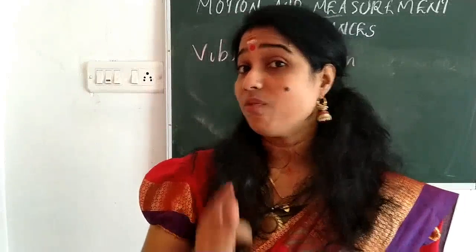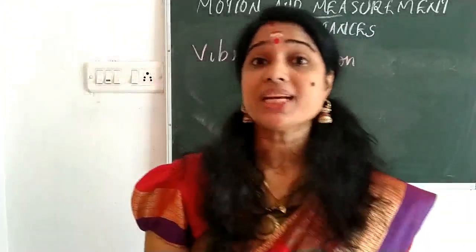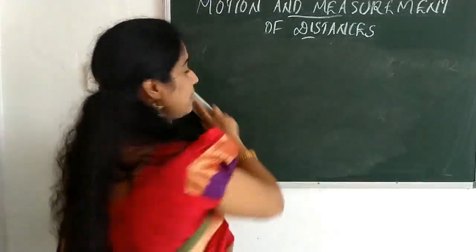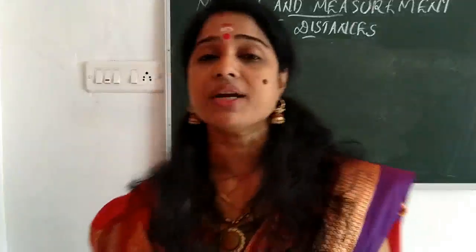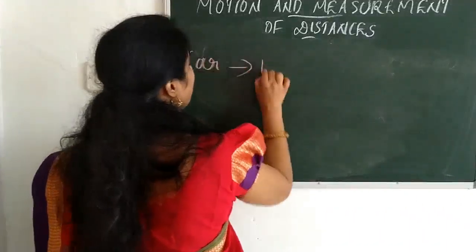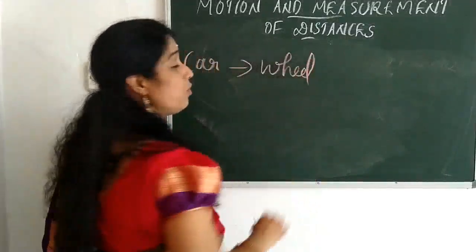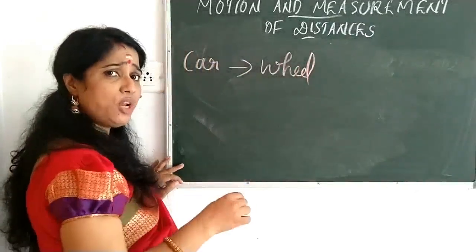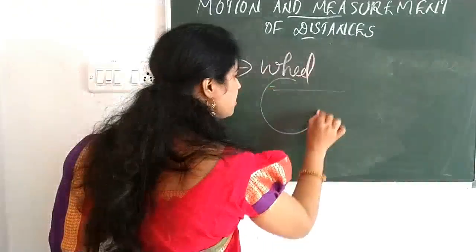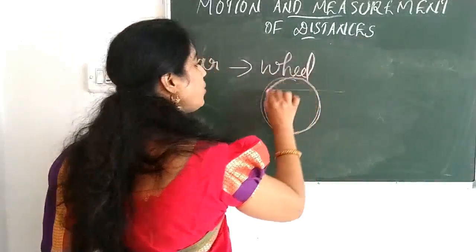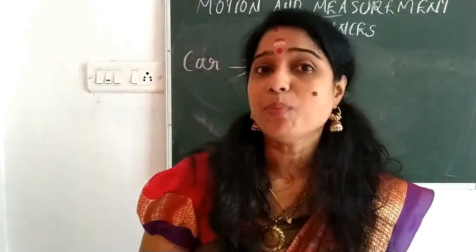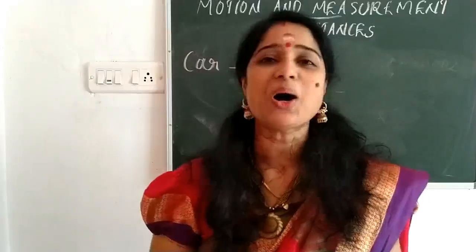And you could understand one more thing. A single object can show different types of movement. For example, the car. You have observed, I think, the wheel of the car. How does the wheel of the car move? Does it move in a straight line? No. In a circular, rotational motion. Wheel of the car, it is in which motion? Rotational motion.